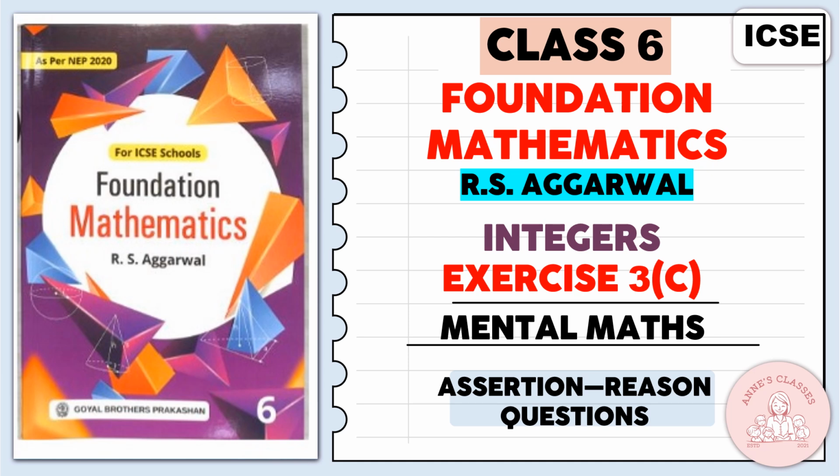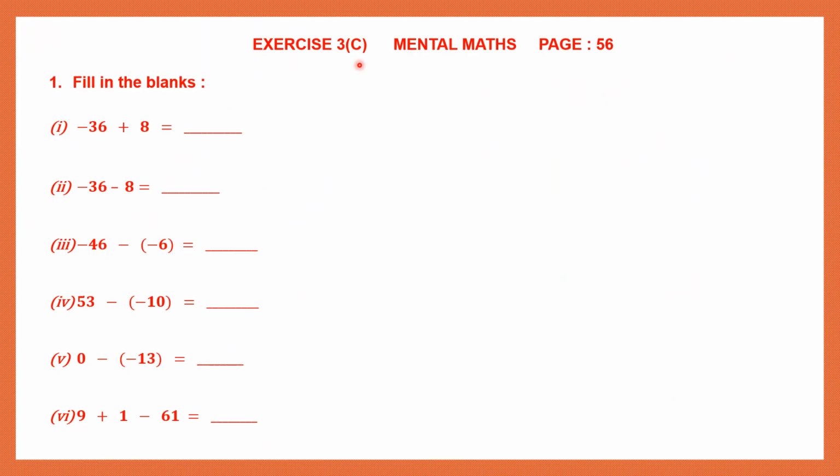Let's do chapter 3 integers exercise 3C. Exercise 3C, mental maths, and this is found on page 56. So in mental maths, the first question is fill in the blanks. So the first one, negative 36 plus 8.